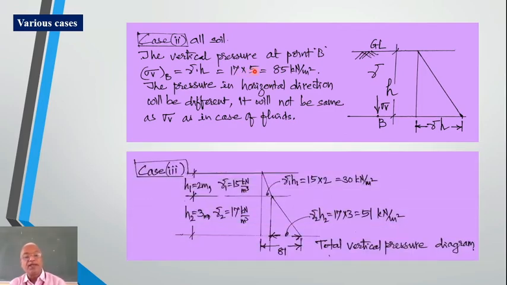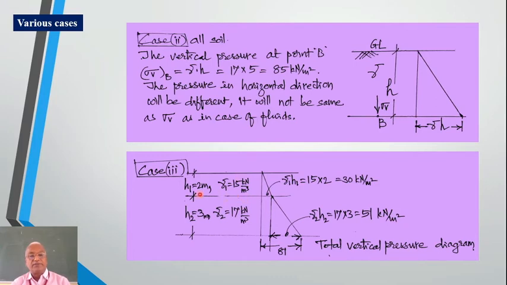Now, case 3, where there is a layering of soils, or stratified soil. H1, the first top layer, is 2 meters deep with a soil having a unit weight of 15 kilonewton per meter cube. H2, the second layer, is 3 meters deep and has a unit weight of 17 kilonewton per meter cube. In such a case, if I want to find effective pressure, total pressure, etc. But anyway, we are talking about total pressure because there is no water we are considering yet.